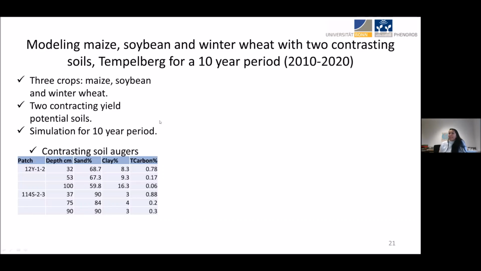And also in terms of total carbon, for this particular case, the low yield potential patch actually had a higher total carbon, although generally we saw that the high yield potential patches had slightly higher carbon. But in general, you can see that the total carbon in the field is quite low, less than 1%. And then it's even lower in the subsoil.